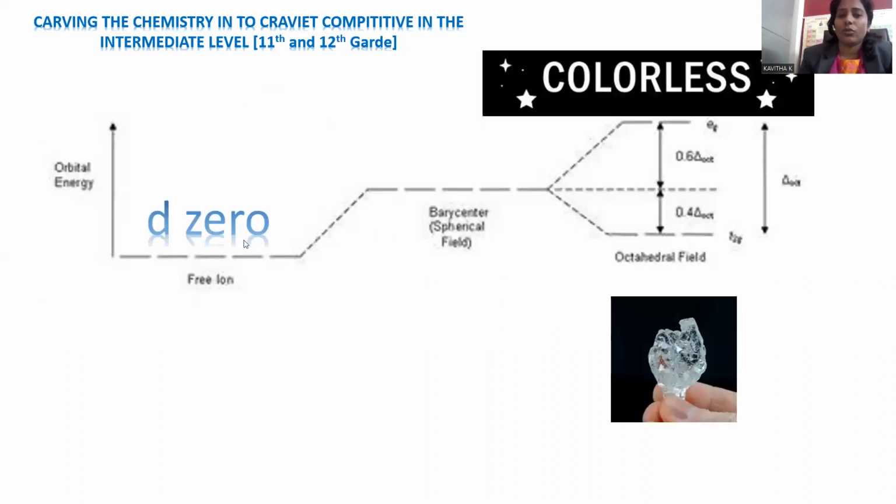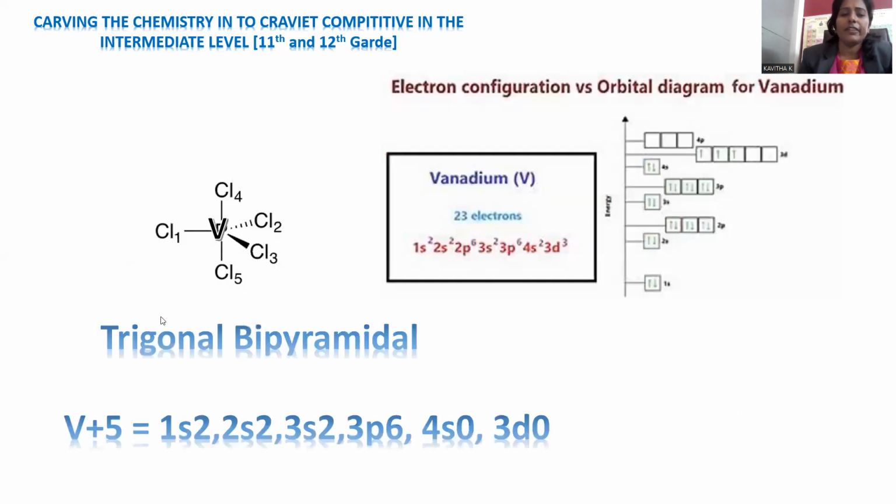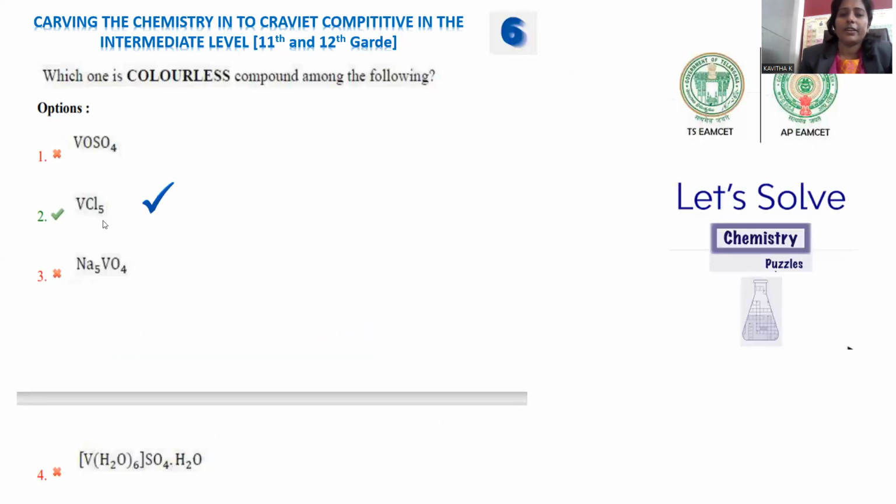But whenever it is d0, no electrons are there in the d orbital, what happens? No d electrons means, can we migrate electrons from t2g to eg? There is no possibility. Hence we can say d-d transitions are absent, so the compound is said to be a colorless one. So this is the way we can clearly observe vanadium Cl5. If you observe, there are no d electrons present. That's the reason why there is no d-d transition. Hence, we can say it is the colorless complex. For question number 6, option number 2 will be the correct answer.